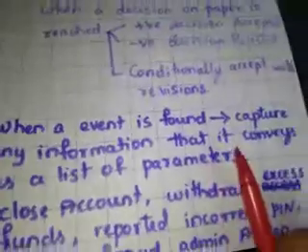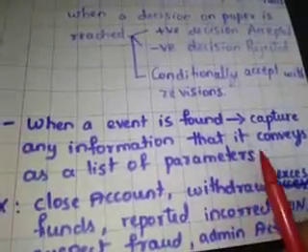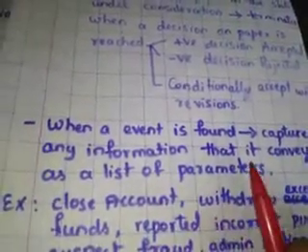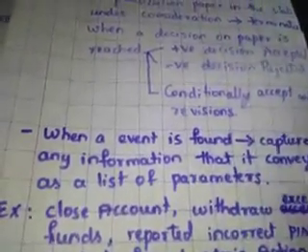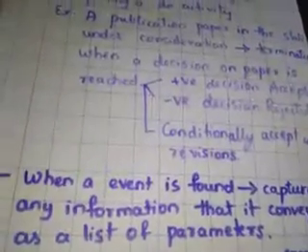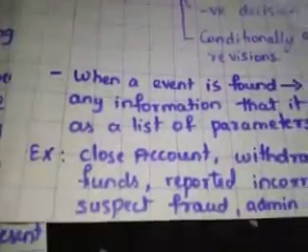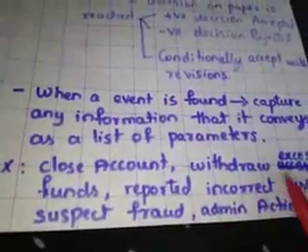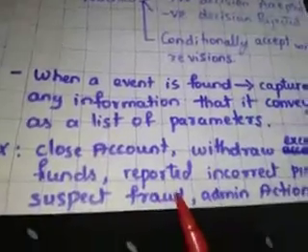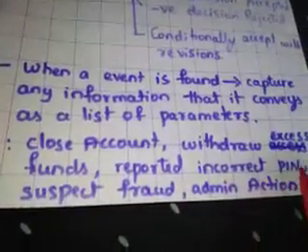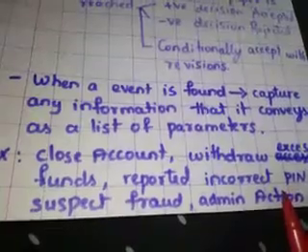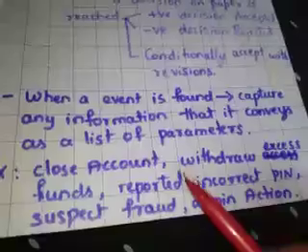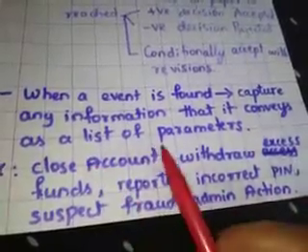When the event is found, we should capture the information that it conveys as a list of parameters. So whenever an event is found, you should identify the information that it conveys as a list of parameters. Examples of events can be close account, withdrawal of excess funds, and reported incorrect PIN. So whenever the event is found, you should convey the changes as a list of parameters.